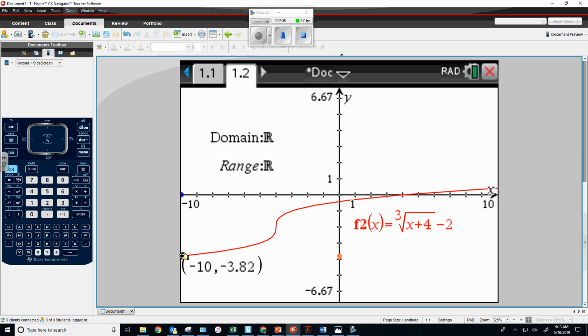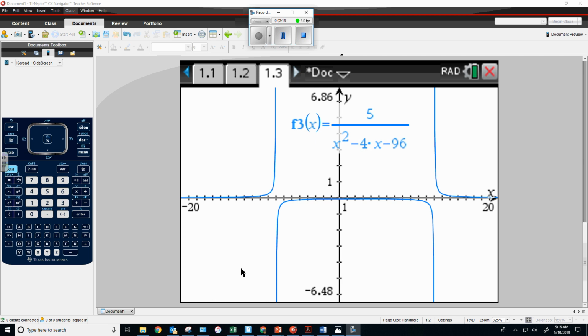As I look at the range, keep in mind that the line does not stop here. But if you look at the orange range point, it continues to go. If I was able to keep drawing this line, this point would continue to rise. And if I was able to keep going to the left, this point would continue to go to the left, and this point would continue to go down. So that's why the domain is R and the range is R.